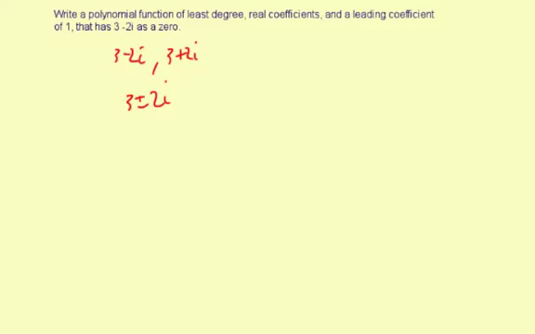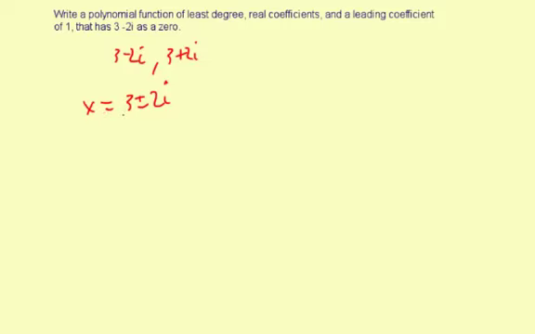Now there's a little method you can use here to figure out what the polynomial has to be. I'm going to show you what it is. x equals 3 plus or minus 2i. Those are your answers. Now what I'm going to do is work backwards here and then go back to the polynomial function.